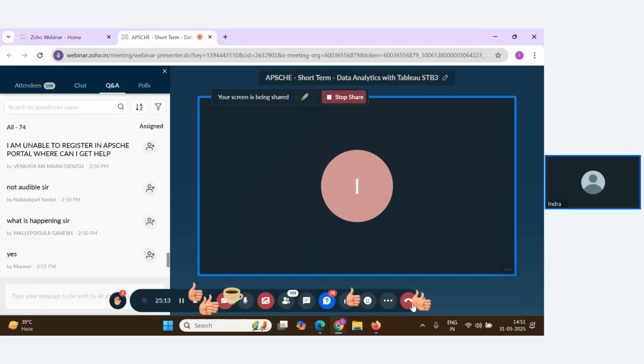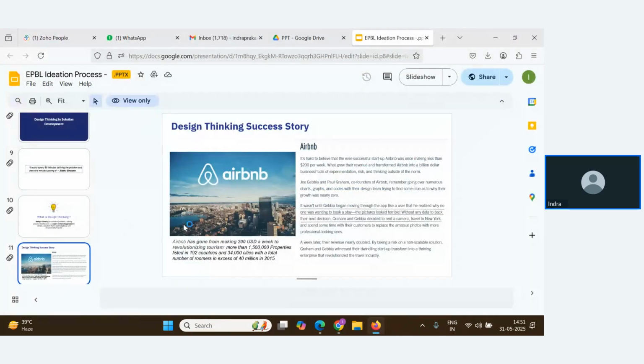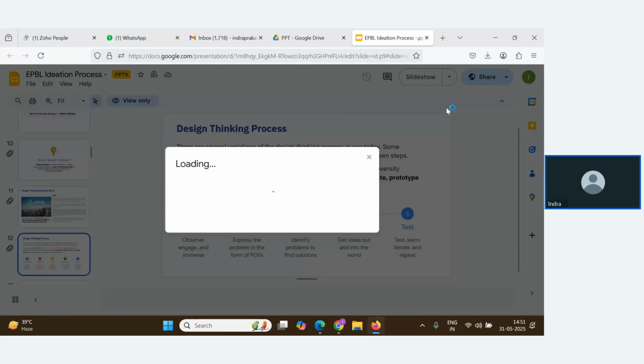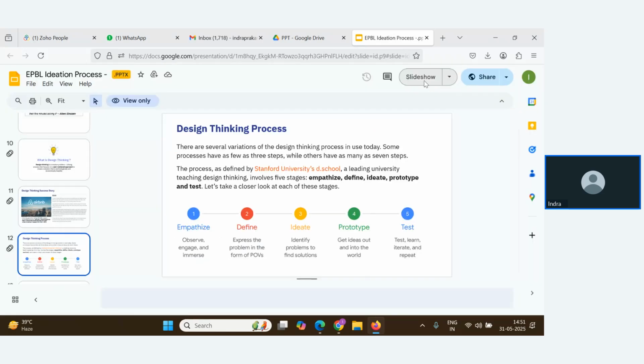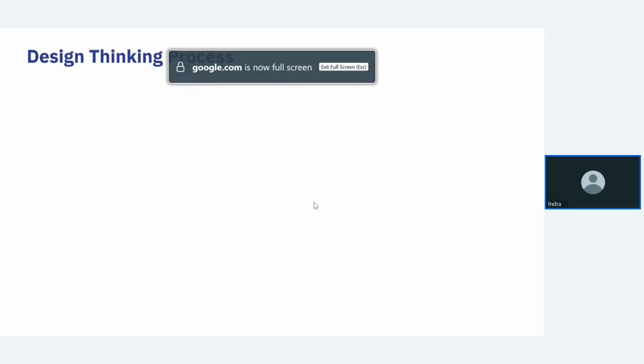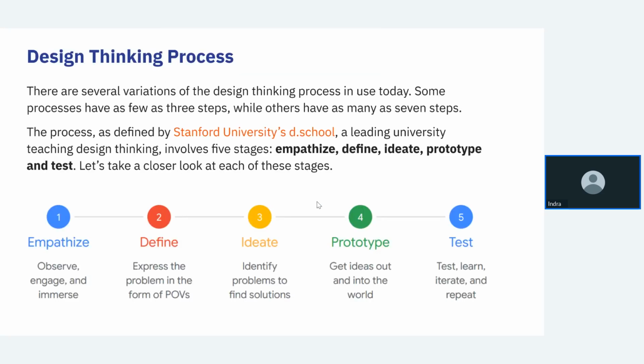Okay, let's continue then. So, we just discussed the design thinking success story of Airbnb. Let's move ahead to the next slide, that is the design thinking process. In this slide, you can see that there are five main steps of design thinking. This is actually taught by Stanford University's D School. The first is empathize.